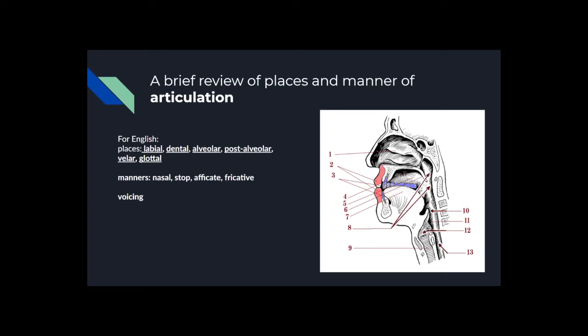First, again, the places and manner of articulation for English. We have places of labial, dental, alveolar, postalveolar, velar, and glottal. And we have manners of nasal, stop, affricate, and fricative, and voiced and unvoiced. We can see here in the diagram the labial, the lips, top and bottom. We see the teeth. We see the alveolar ridge back here. We see the glottal. We see the voicing. All those wonderful sounds and places, and then of course the tongue and what we do with the tongue.